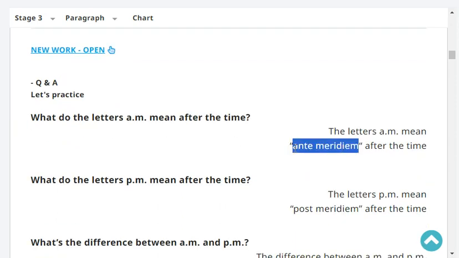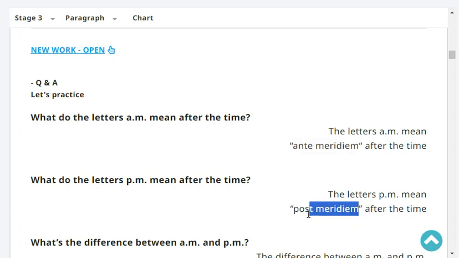The letters AM mean antemeridium, after the time. Very good. What do the letters PM mean after the time? The letters PM mean postmeridium, after the time. Very good.